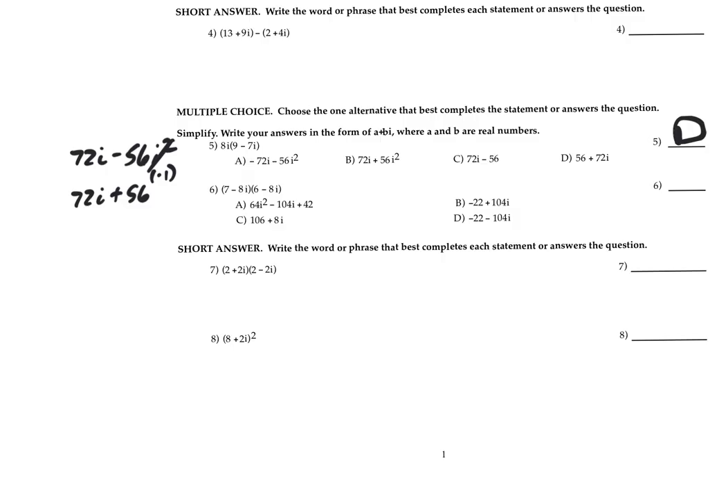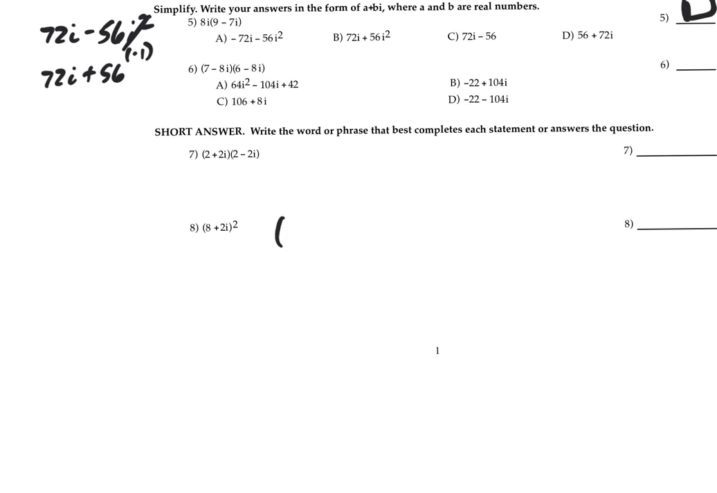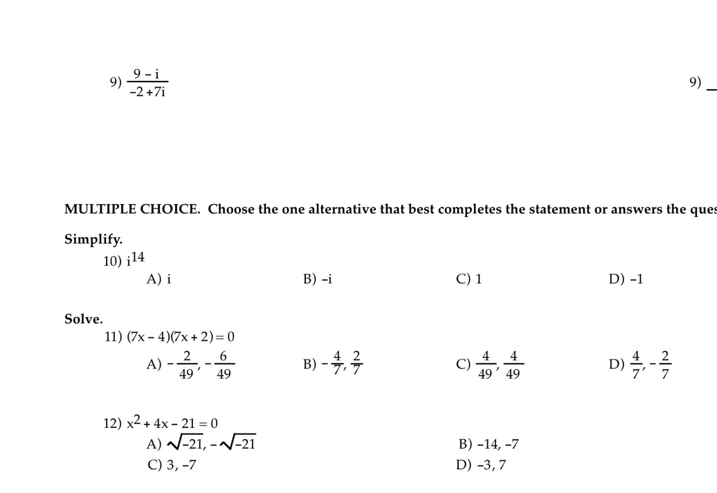Doing the same thing, 6, 7, and 8 are all FOIL problems. Make sure on number 8, when you see one like this, I would encourage you to write it out. 8 plus 2i times 8 plus 2i, and then FOIL it.